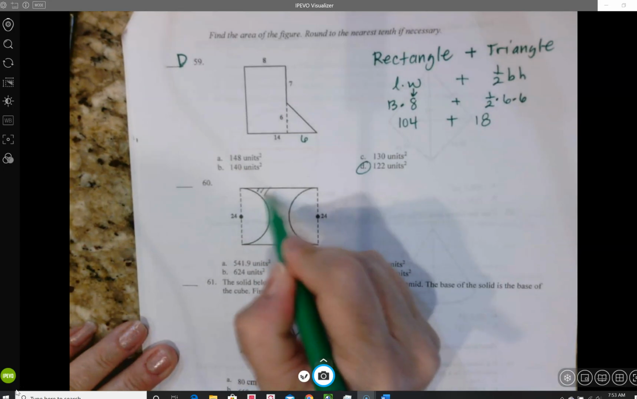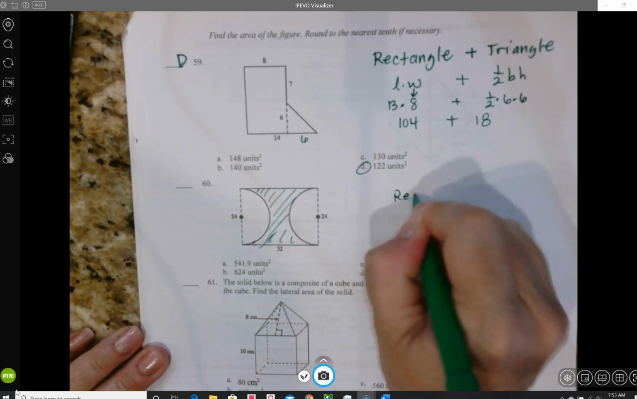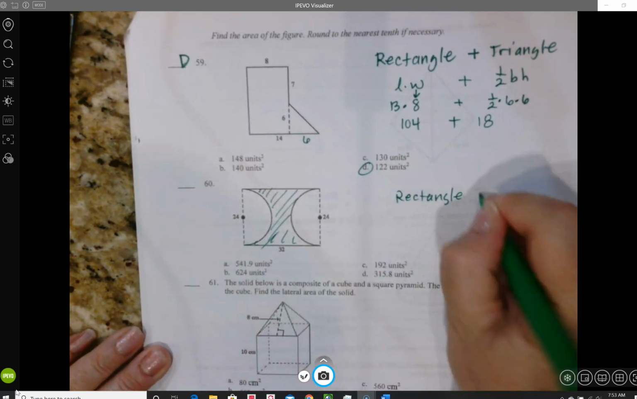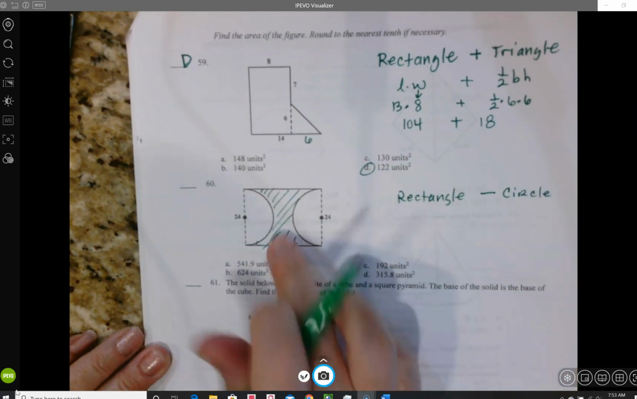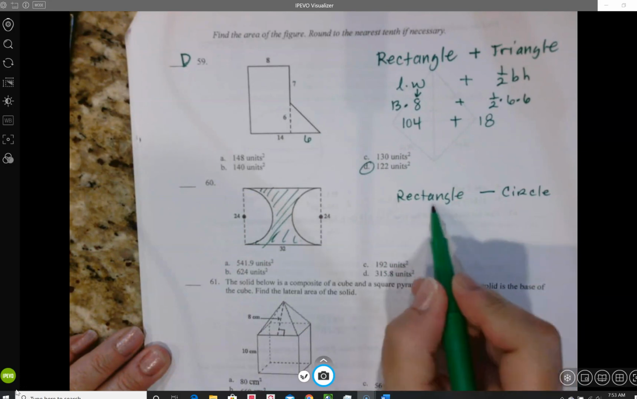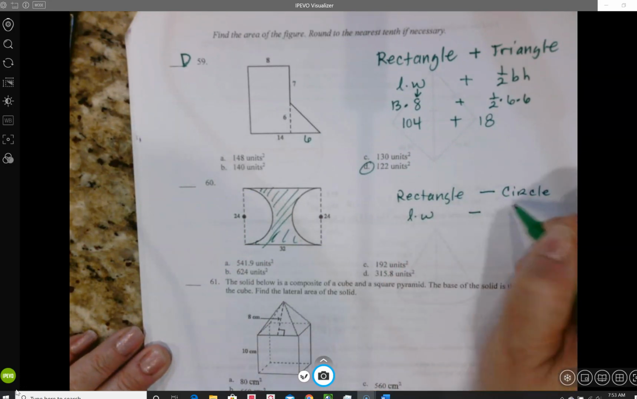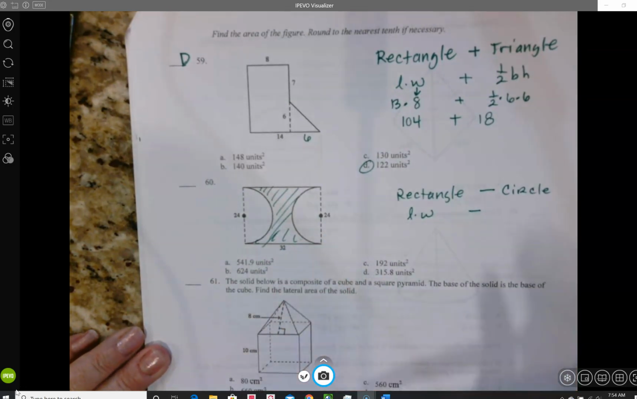So this shape is basically a rectangle. If I take the whole rectangle and I subtract off the circle, that'll get me the space that's left over. So the area of my rectangle is going to be length times width, and the area of a circle, since I've got 2 half circles, that's going to add up to 1 whole circle.